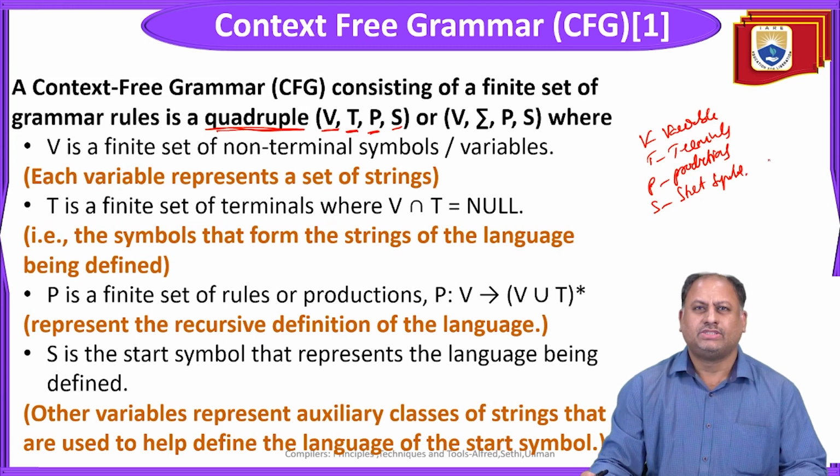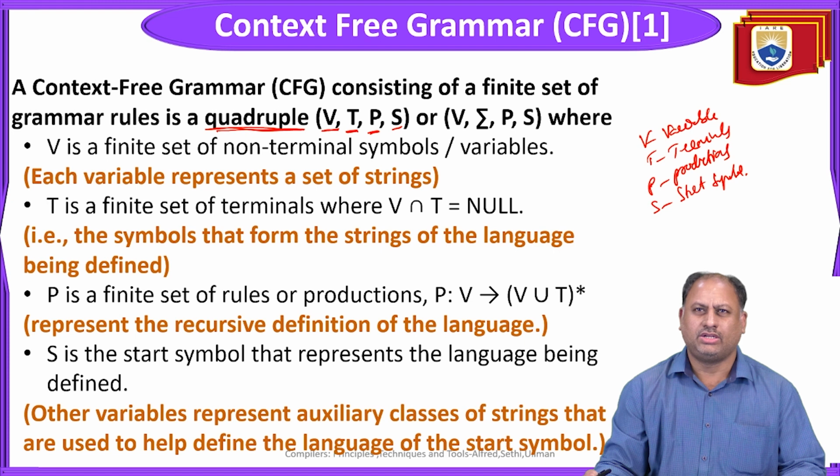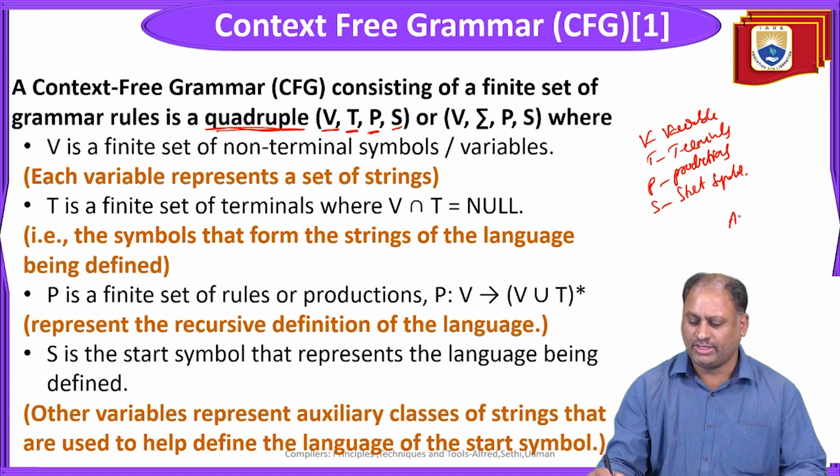A variable represents a set of strings. That means here a finite set of variables. Another name for this is a non-terminal symbol. Non-terminal symbols are also called variables. That means all the letters which are capital, like capital A, capital T, these are all non-terminal symbols, which are also called variables.